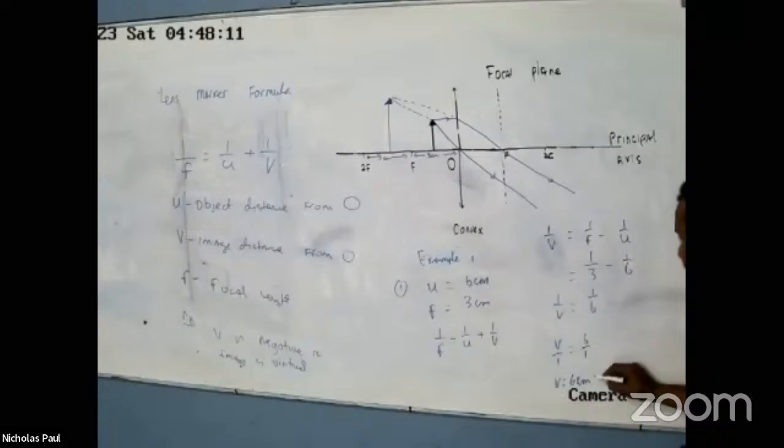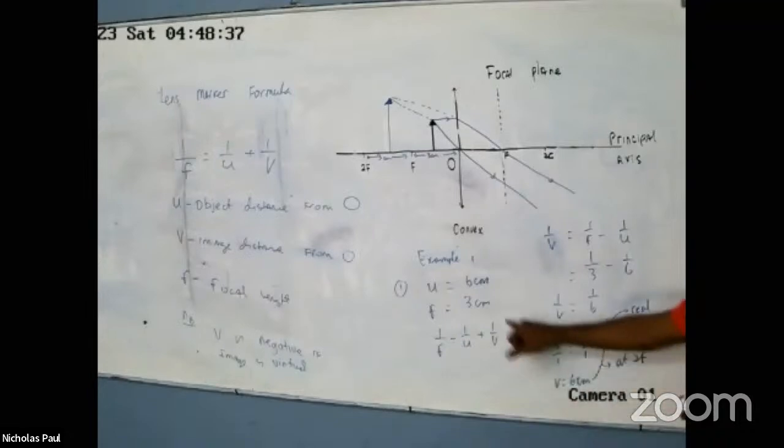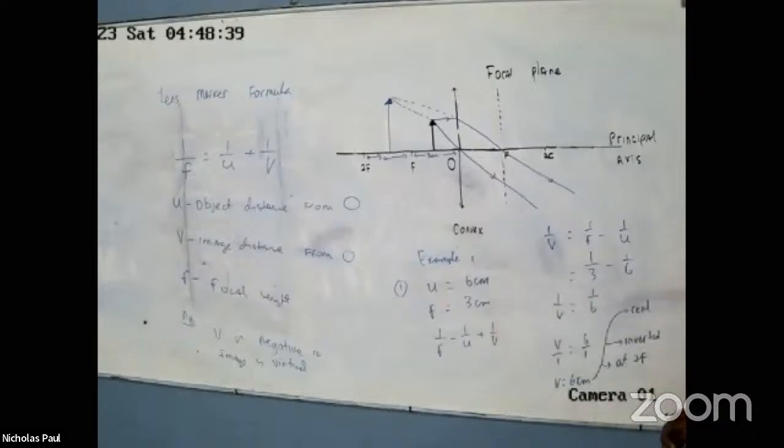So this is telling us a few things. This is telling us where it is. It's telling us that it's real, therefore it will be inverted. And it's telling us the position. Yeah, you can find everything. So positive, so it's real. Everything real is inverted. Right. And we know where it is, at 2F, because we know F. Right?